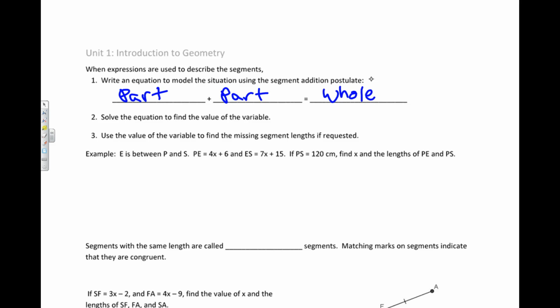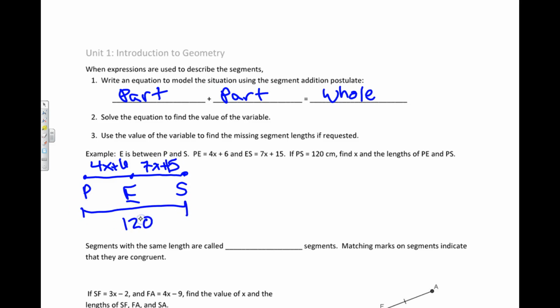E is between P and S. So let's draw that, shall we? So we've got a little segment here where E is between P and S. Oh, look, PES. What a surprise. And they tell me that PE is equal to 4x plus 6. Notice I'm labeling my diagram as I go along. ES is 7x plus 15. And PS, that's this whole length here, is 120.